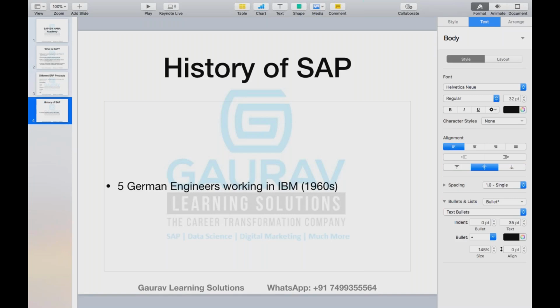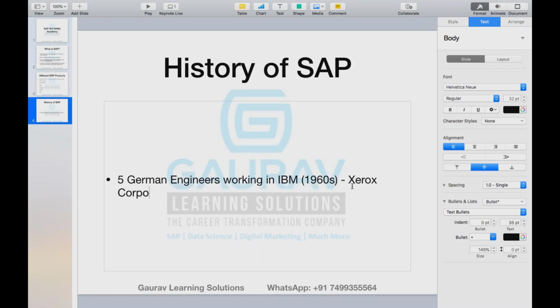So during the 1960s, IBM, you know, is a company which has been operational for many years, was working on a project. There was a project being developed by these 5 German engineers, and that product was to create a kind of ERP for a company, which in some of the books is written as Xerox Corporation. You all know photocopy. Whenever we go for photocopy in India, the name that we use for photocopy is Xerox. So Xerox was planning to develop something which integrates all the different functions of the organization, because before that they were using separate software for each department, right?